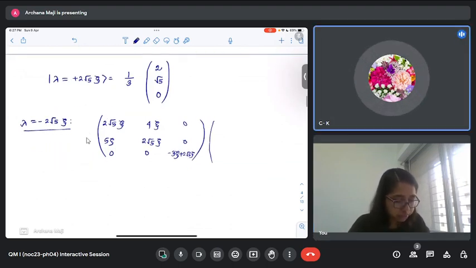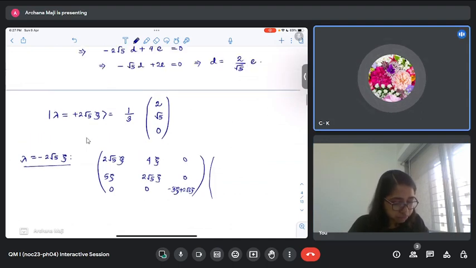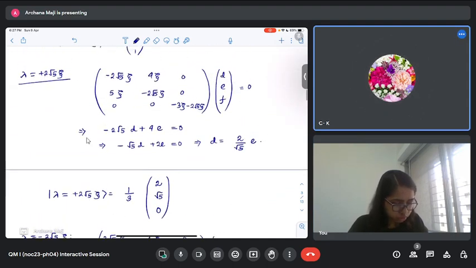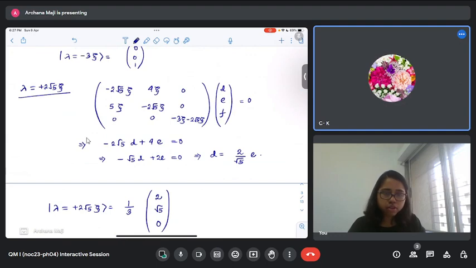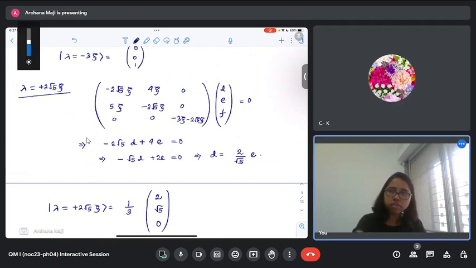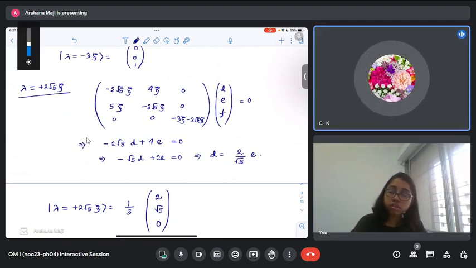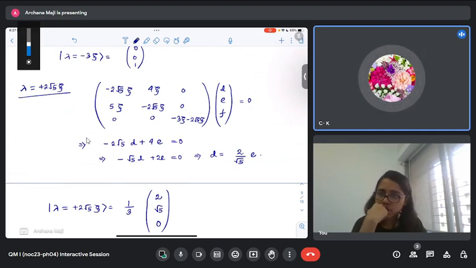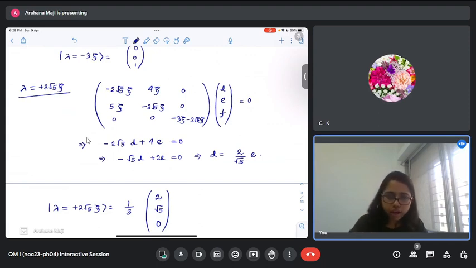Madam, for eigenvalues, always we take the real part, no? If you have an imaginary part in the equations, can I take that imaginary part also? Yeah, if your eigenvalue is coming out to be imaginary, you have to find the eigenvectors accordingly. Eigenvectors will also be imaginary. Okay. Yeah.